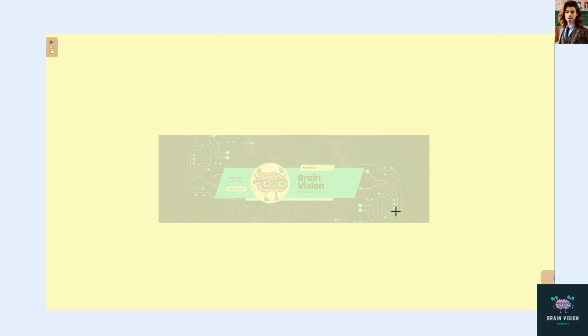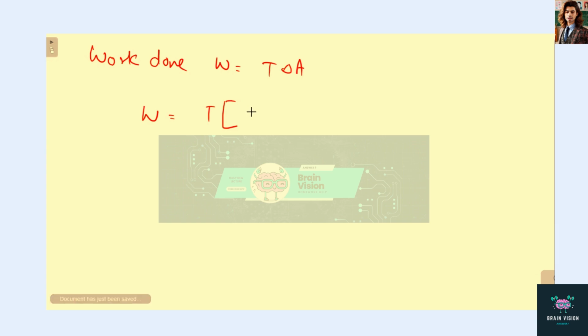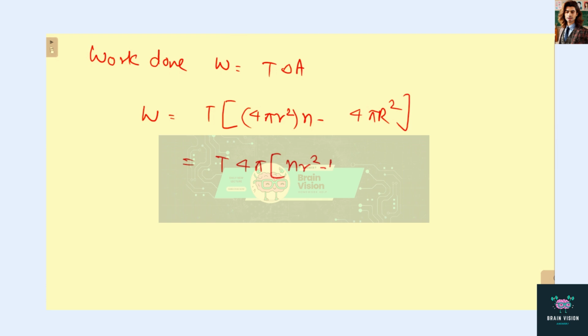First of all, we can say that work done during this process is W = T ΔA, that is surface tension into change in area. So work done becomes T times initial surface area, that is 4πr² into n, minus final surface area, that is 4πR². So this comes out to be T into 4π, nr² minus R².